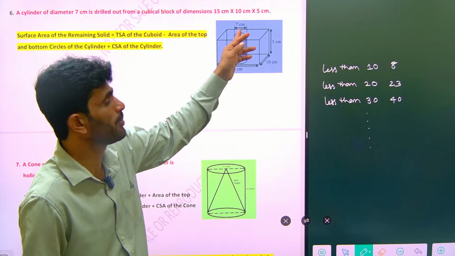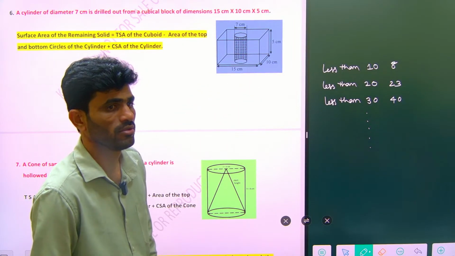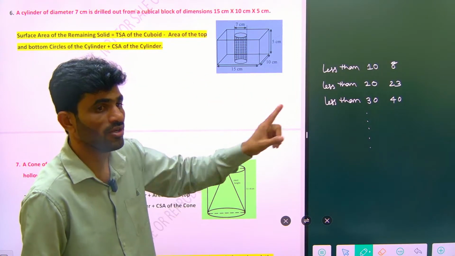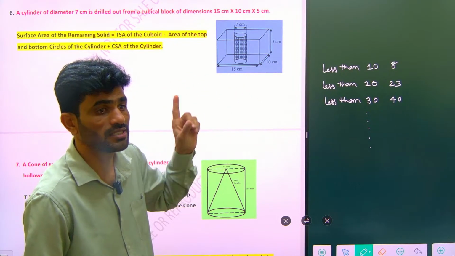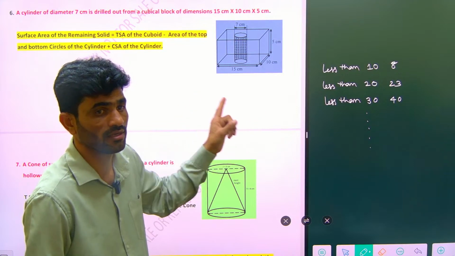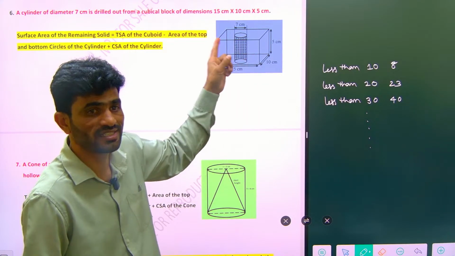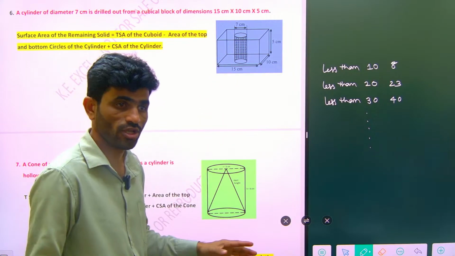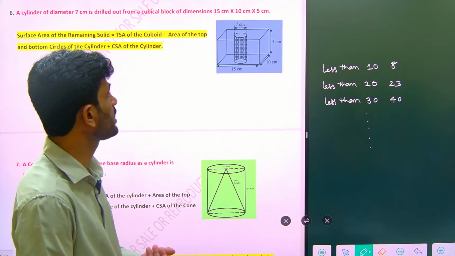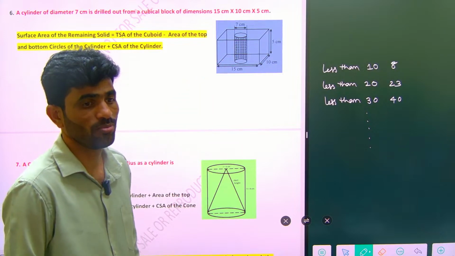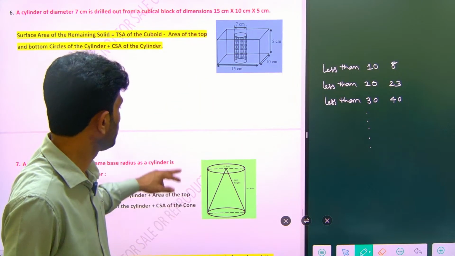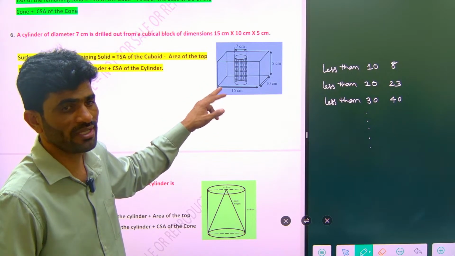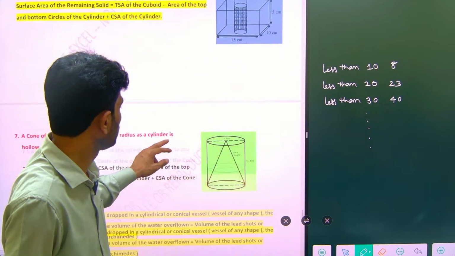Minus 2 pi r square, up pi r square, down pi r square. 2 minus 2 pi r square plus 2 pi r h, the CSA of the cylinder. Inside, the CSA of the cylinder is there. Are you understanding? TSA of cube minus area of two circles plus 2 pi r h, CSA of cylinder. You have to remember. Volume: volume of cuboid minus volume of cylinder directly.